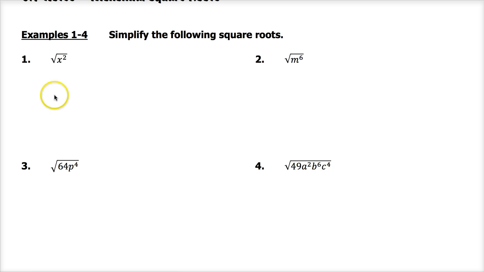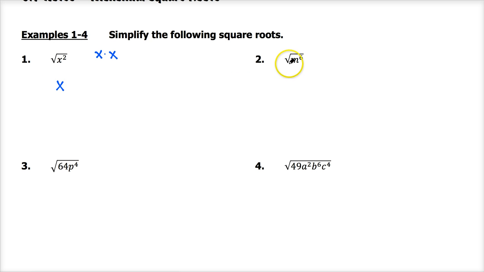So the square root of x squared, for instance, that would be whatever variable times itself gives you x squared. What variable times itself would give you x squared? Well, we know x times x is x squared, so the radical of x squared is just x.